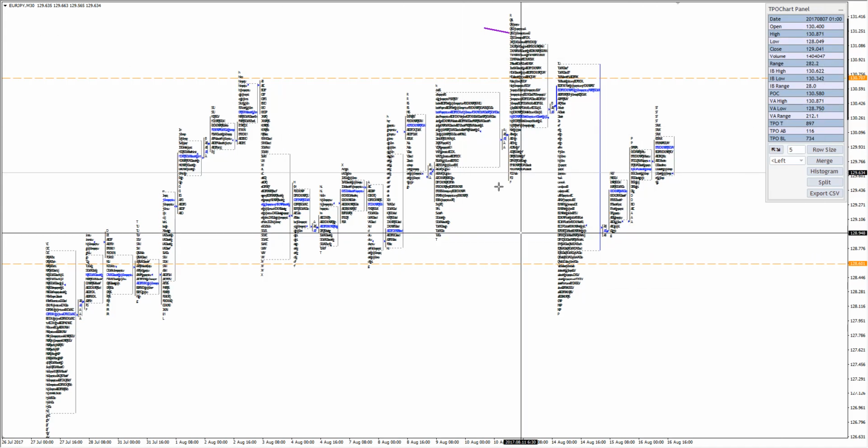I want to post the update on the Euro Japanese yen. I found a potential good opportunity on this currency pair.